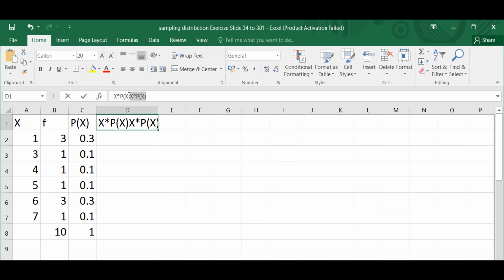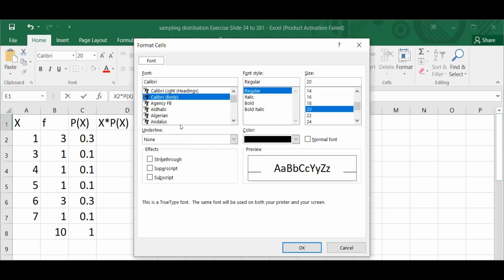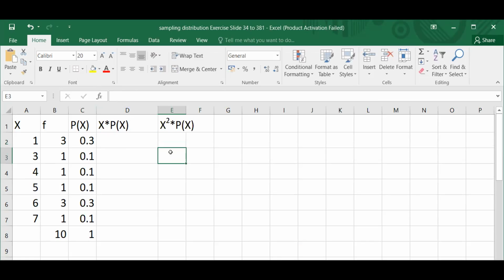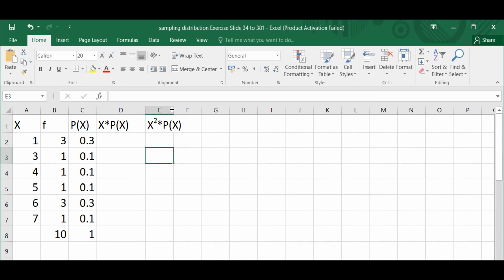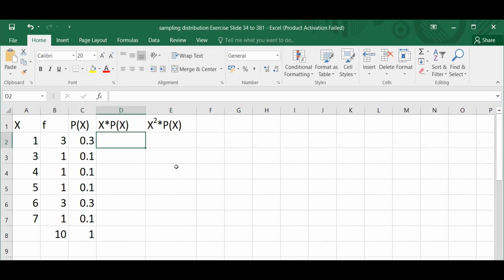X into px and x square into px. X square can be written as x squared, into px. These two columns I am constructing for computing the mean and variance of the population.